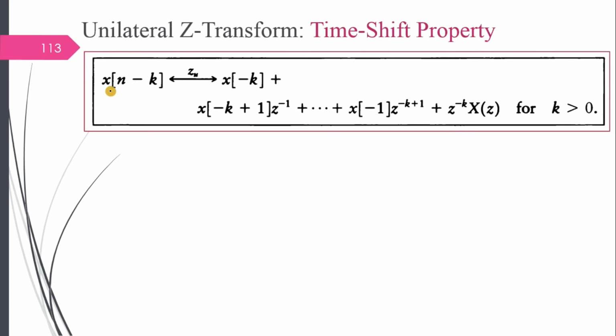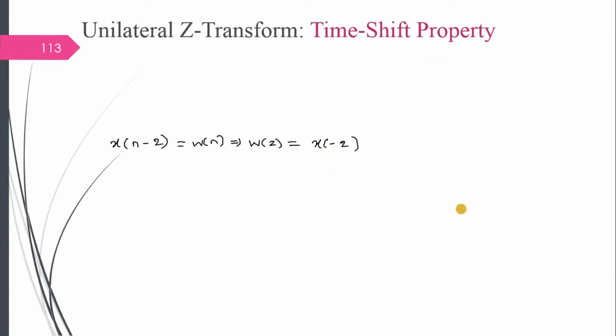Here, x of n minus k, for any value, is a standard form. Let me write one example. Think that I'm having x of n minus 2. If I take its Z transform, I call it W of n. So its Z transform, W of z, can be written as, since it is shifted by 2 times, how do I write it? Just check. x of minus 2, because I start from here.